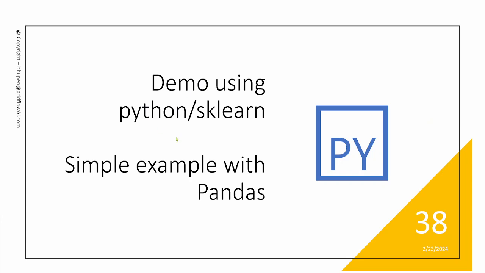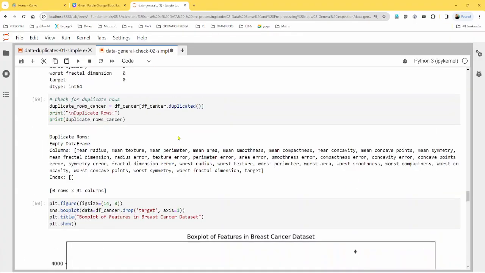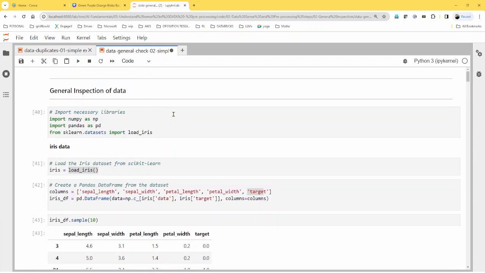Let's take a look at a simple demo using Python pandas, and I'll walk you through some of the typical steps that are possible with pandas: how to check for general sanity in terms of duplicates and the data distribution. Here's a little example. Let's go through this, and this is iris data.